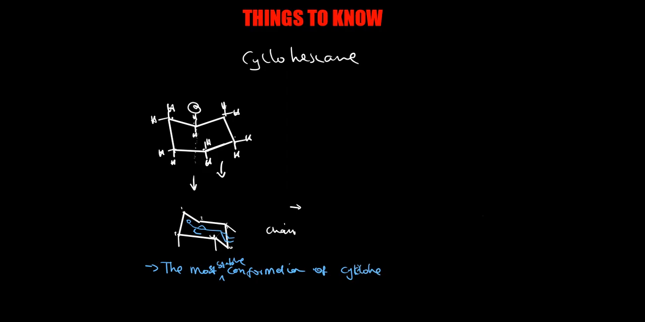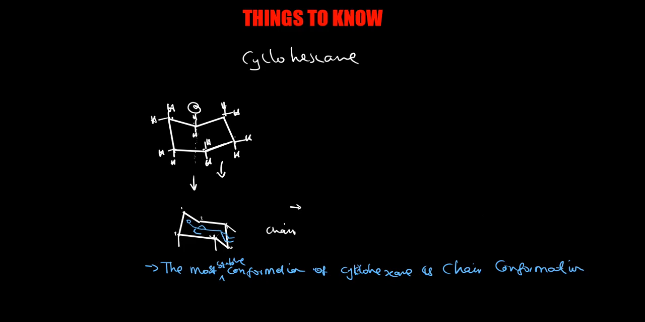Cyclohexane. The chair that we have just formed is the chair conformation. It can take both chair and half chair conformations, but just know that the most stable one is the chair conformation. It can be about the same thing here.